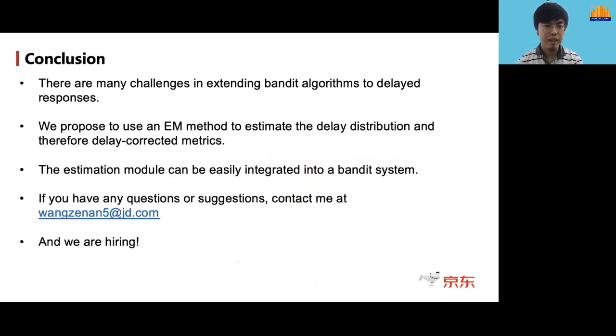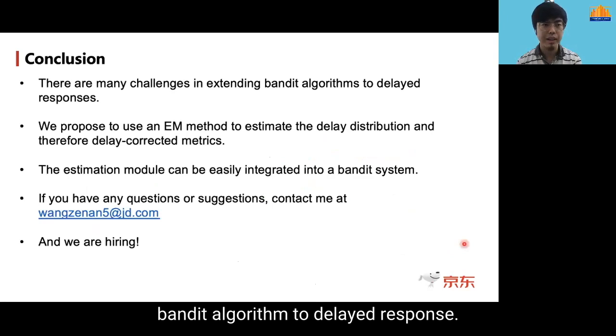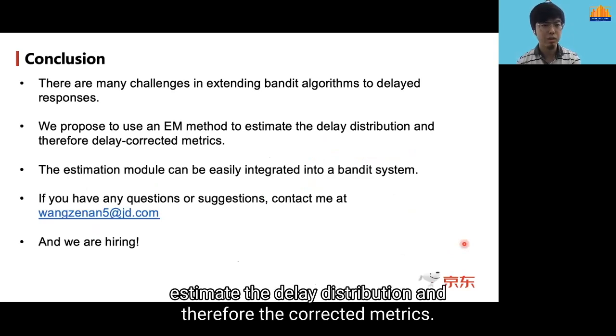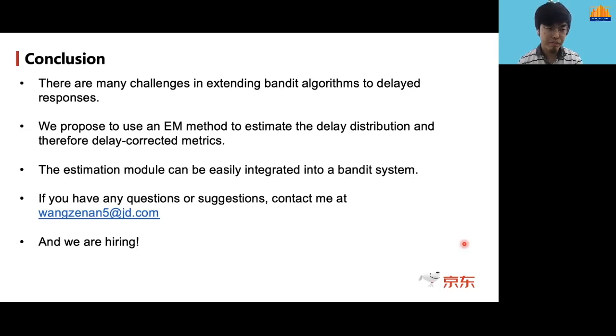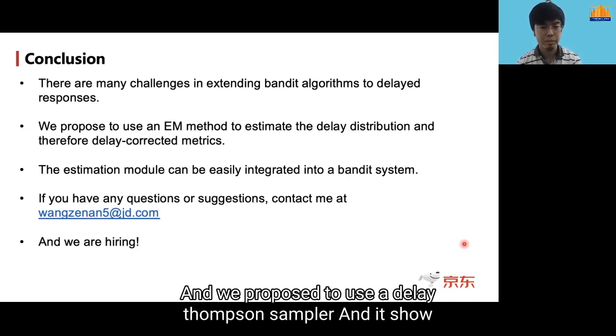Okay, after that, let's conclude our talk. So in this talk, we show that there are many challenges in extending bandit algorithms to delayed response. We propose to use an expectation maximization method to estimate the delay distribution, and therefore the corrected metrics or estimation module can be easily integrated into a bandit system. And we propose to use a delayed Thompson sampler and show that it works pretty well.